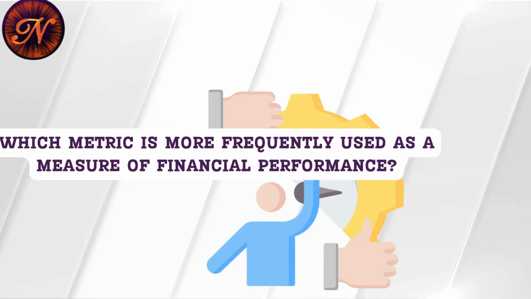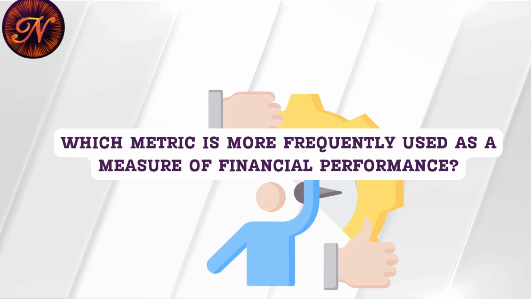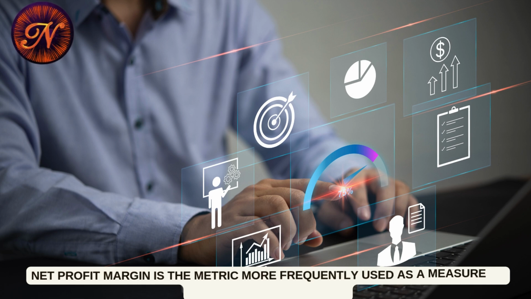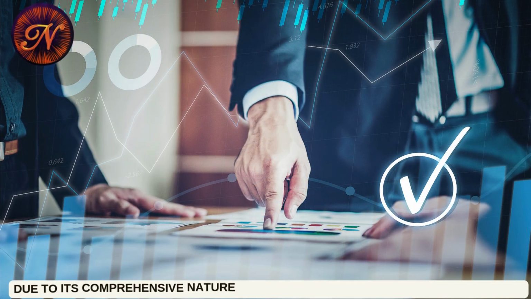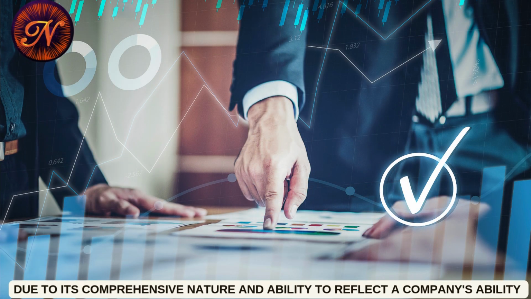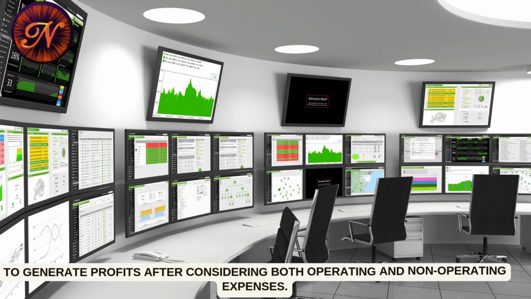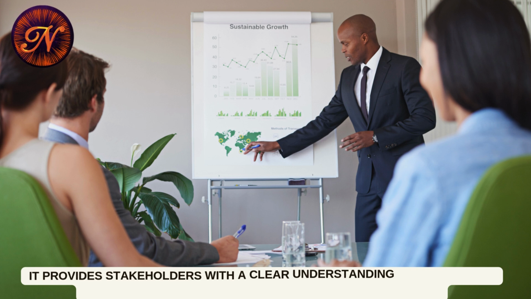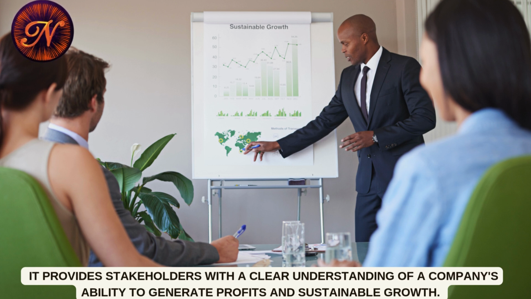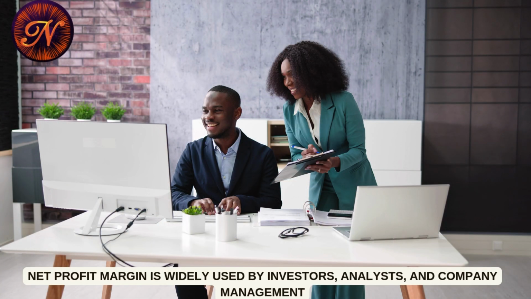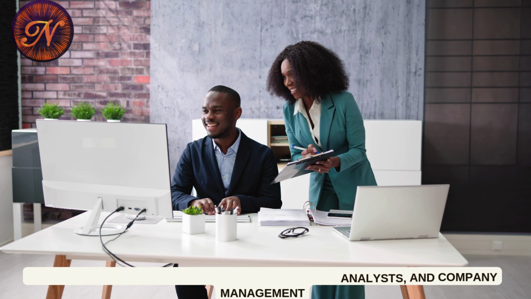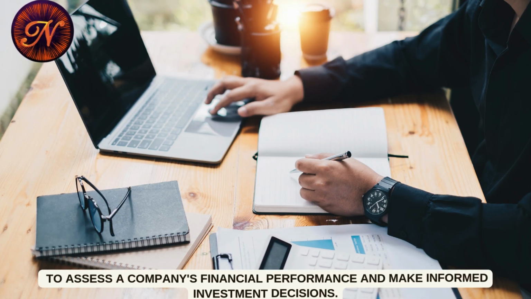Which metric is more frequently used as a measure of financial performance? Net profit margin is the metric more frequently used as a measure of financial performance due to its comprehensive nature and ability to reflect a company's ability to generate profits after considering both operating and non-operating expenses. It provides stakeholders with a clear understanding of a company's ability to generate profits and sustainable growth. Net profit margin is widely used by investors, analysts, and company management to assess a company's financial performance and make informed investment decisions.